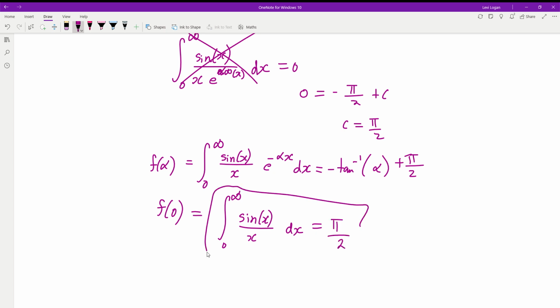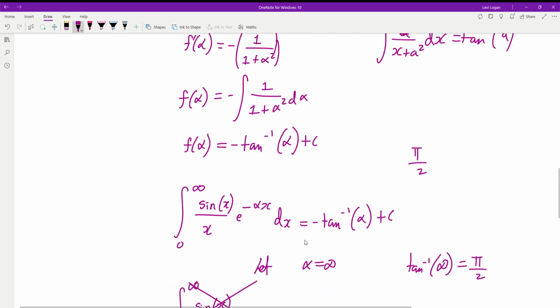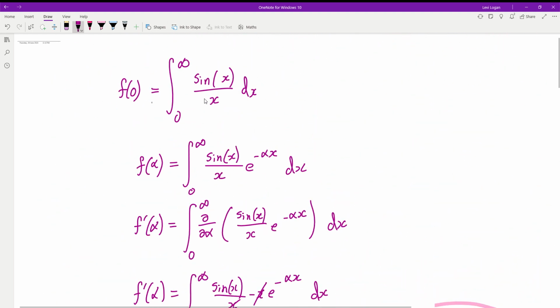And that's our answer. And if you wanted to know to negative infinity, just double this, so it's just going to be pi. Righto, so that was sine x over x completed using Feynman's technique of integration. I actually prefer this technique over the other one.